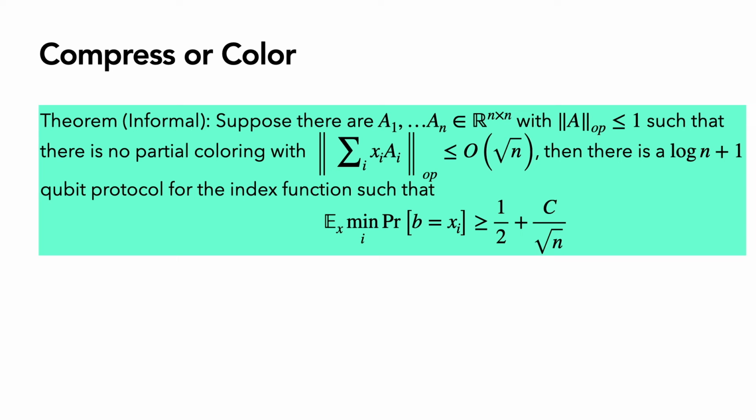We show the following lemma, which we call the compress or color lemma. It states that for any matrices A1 to An with operator norm less than 1, such that there are no partial colorings with the norm of the weighted sum being less than order of square root n, there is a log n plus 1 qubit protocol for the index function such that, averaged over Alice's inputs x, for every input to Bob, the probability of success is at least half plus a constant over square root n.